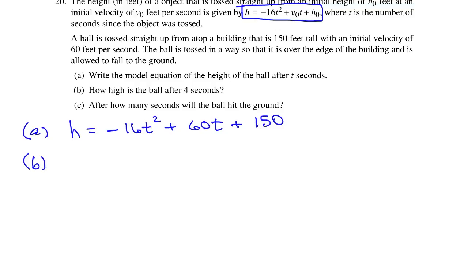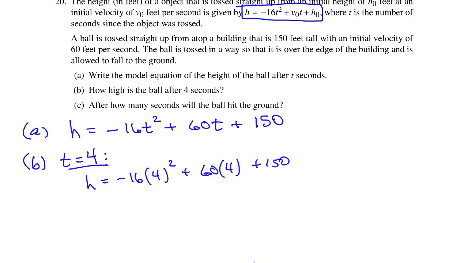B, how high is the ball after 4 seconds? So 4 seconds is a t value, so we're going to plug in t is equal to 4. So we get h is equal to negative 16 times 4 squared plus 60 times 4 plus 150. And if you work that out, you get 134 feet.